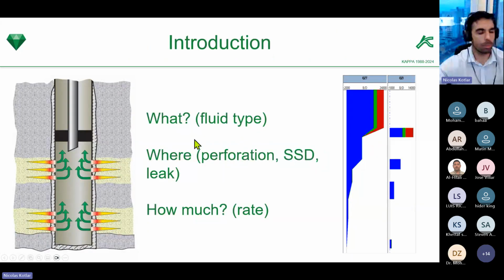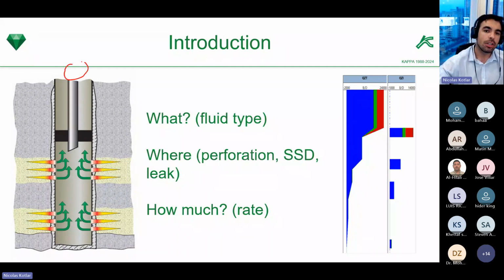Okay, so let's go to the topic of the day, production logging with array tools. Although we will see that array tools are mainly used for highly deviated or horizontal wells, the objective remains the same as in our previous webinar, right? So the objective of PLT is to answer these three questions, right? Imagine that this is your completion. You have two perforations. You may have 5, 10, any number of perforations, or an open hole completion.